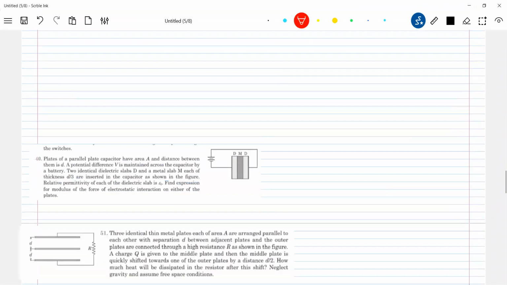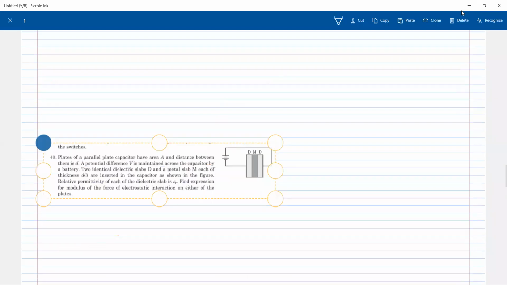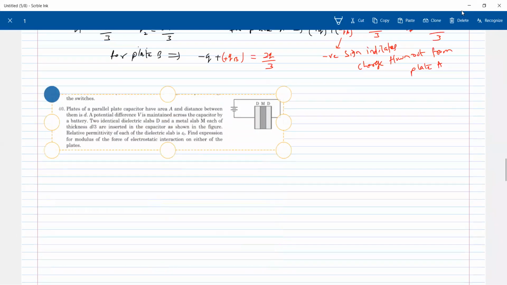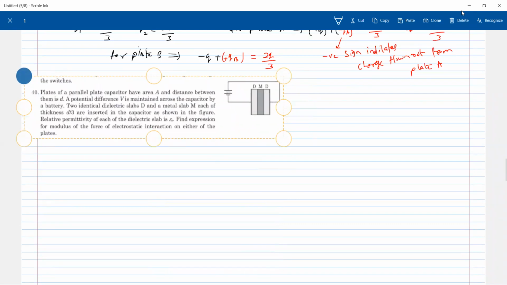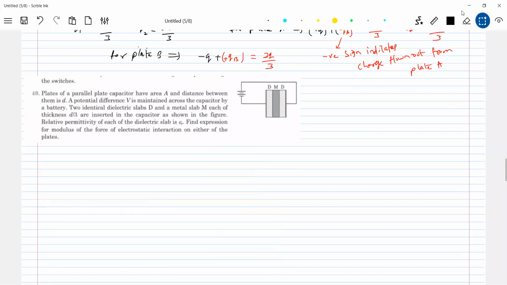We'll take one last problem more. Already I think we have discussed the theoretical ideas on this.